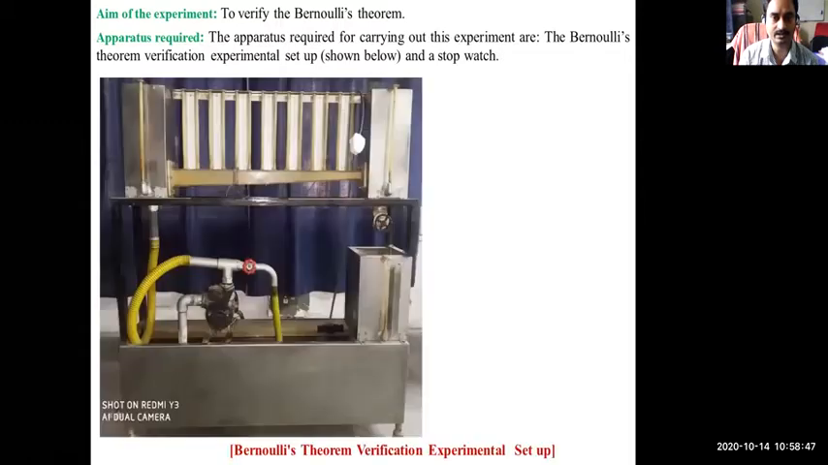It looks somewhat like this. This is the setup, and this is called the Bernoulli's theorem verification experimental setup. The different parts of this experimental setup are here. I'll just show you one by one. This is a reservoir, called a water reservoir, which is basically the storage of the water, from where the water is being circulated throughout the experimental setup.